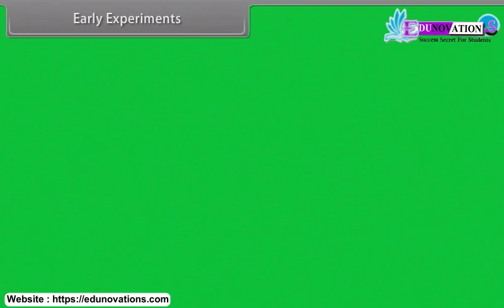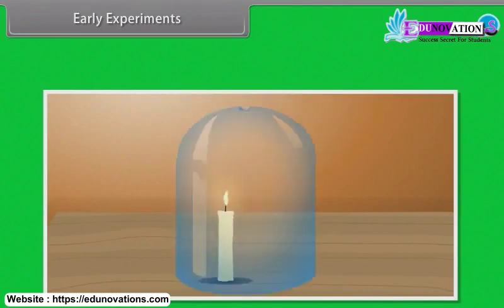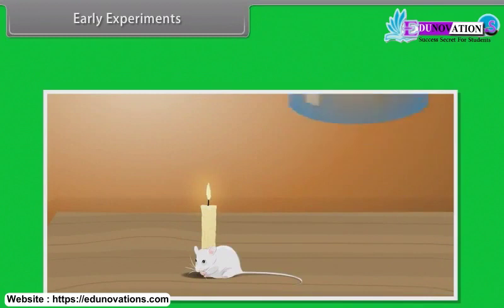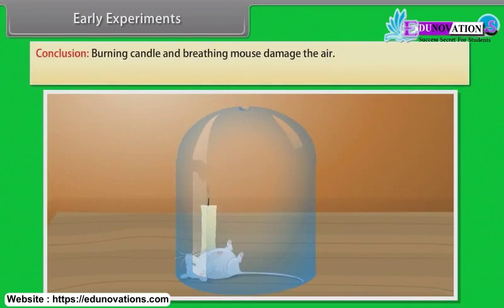Early experiments. Priestley's experiment. First he placed a candle in a closed jar and it got extinguished. After that, he placed a mouse in the bell jar and the mouse also got suffocated. He concluded that the burning candle and breathing mouse damage the air.